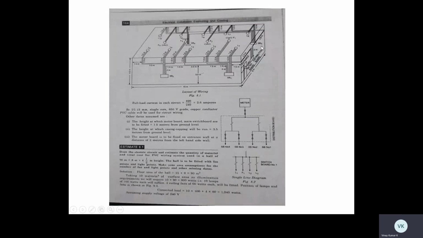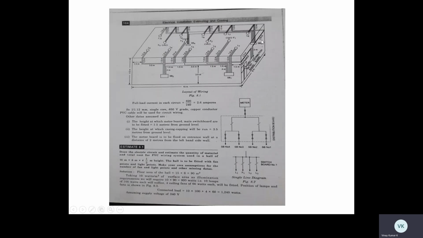Similarly in sub-circuit 2 also. Distribution board 2, switchboard 3. 2 meters, 3.5 meters, 5.5 meters, 5.5 plus 1.5, 7, 7 plus 2, 9 meters, 9.3 meters. This is 3.8 meters. That's why 9.3 meters. Like that you have to calculate for all the things.